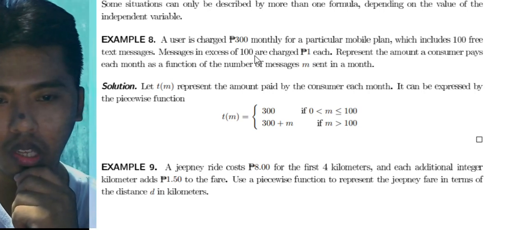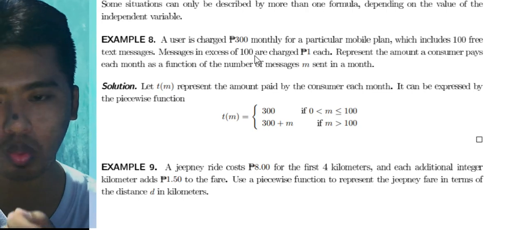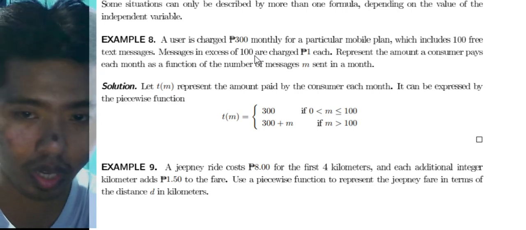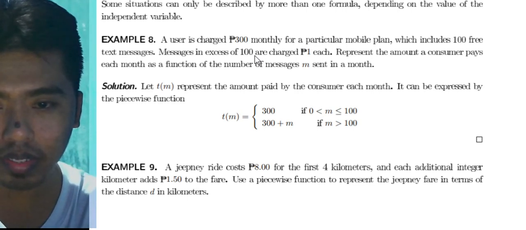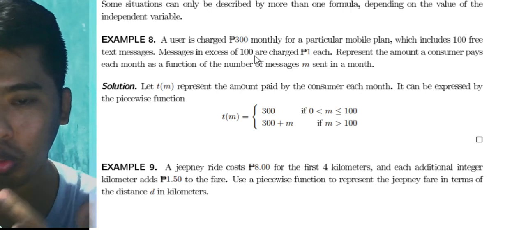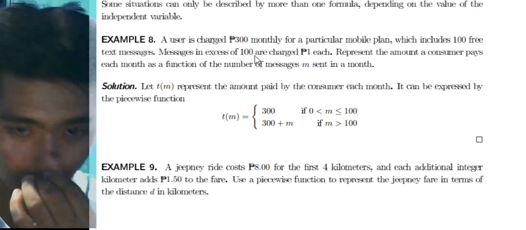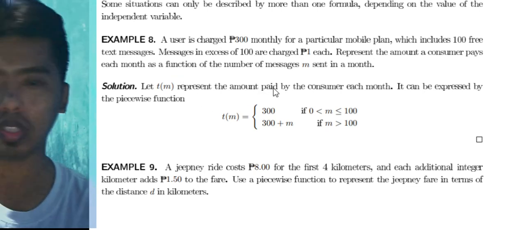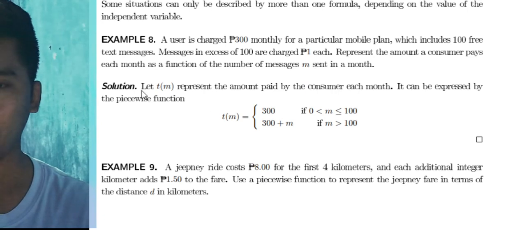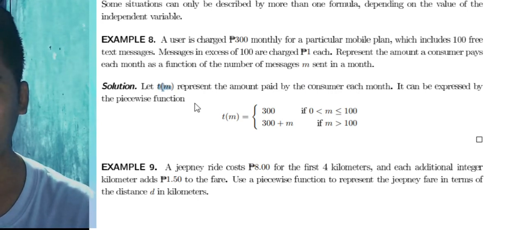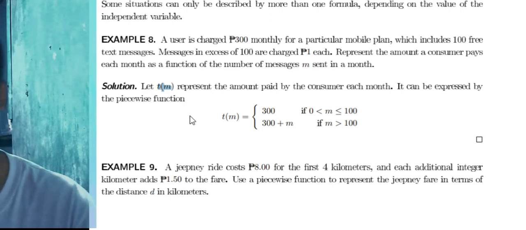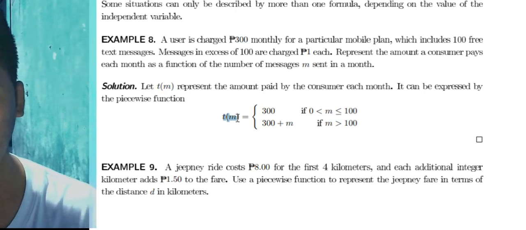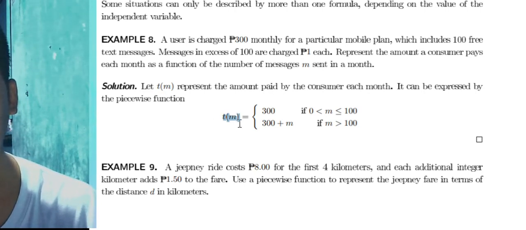So if you texted 101, then your charge would become 300 plus 1, because every excess message would be a 1 peso cost. So represent the amount a consumer pays each month as a function of the number of messages m sent in a month. Solution: let T of m represent the amount paid by the consumer each month. It can be expressed by the piecewise function like this, T of m.